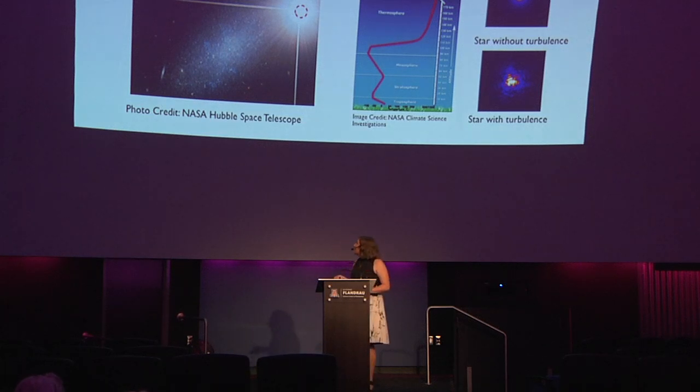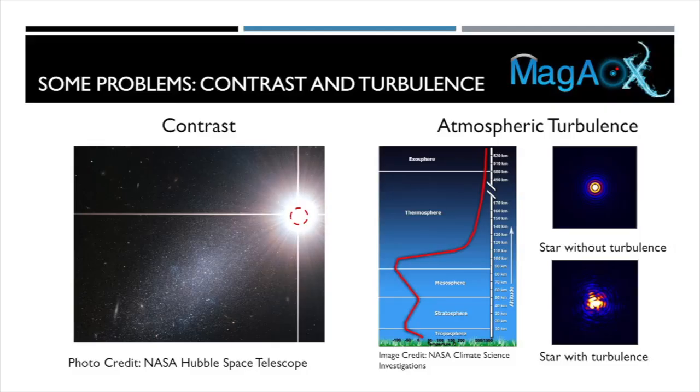And this is a picture taken by NASA's Space Telescope of a really bright star, and I put in a little red circle to show kind of the region within where we're actually trying to see planets. So it's a really bright area.